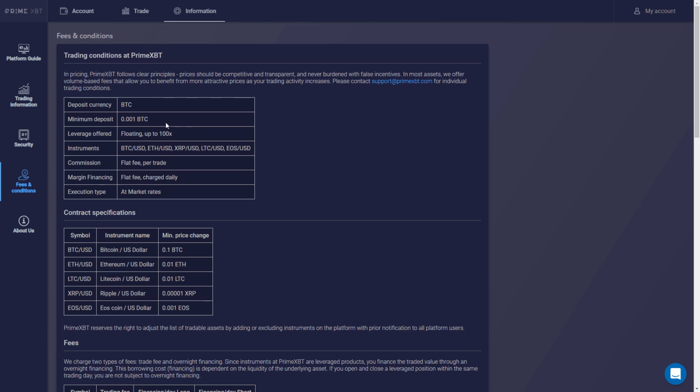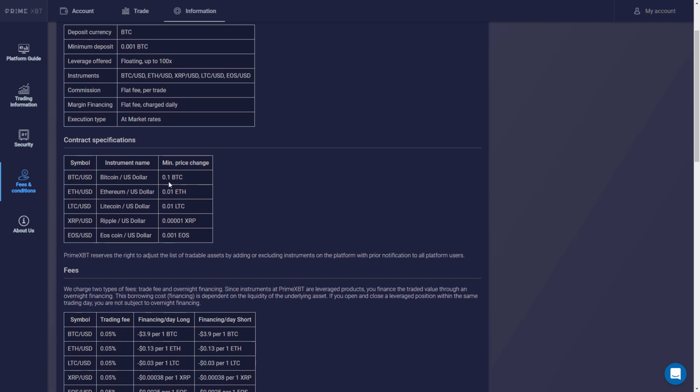All right, so for example, at Prime XBT, their minimum deposit here, and this is actually a little bit ridiculous because if you look at this with Bitcoin, let's say at $4,000 versus the US dollar, minimum deposit is the equivalent of $4. Okay, so they have a really low threshold of entry into getting an account here. So the leverage offered is floating, and we'll get into what this leverage means in just a second here. And the current pairs that they trade are Bitcoin versus the US dollar, Ethereum, Ripple, Litecoin, and EOS. And the commissions are flat fee per trade.